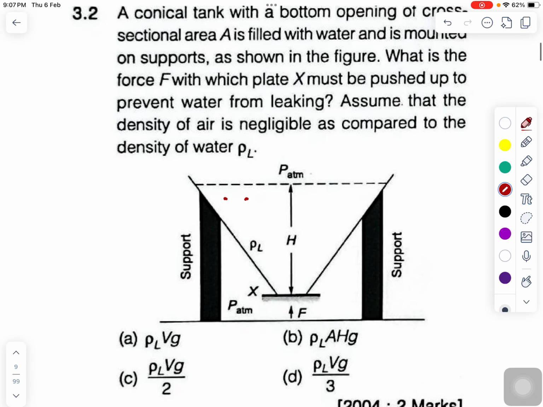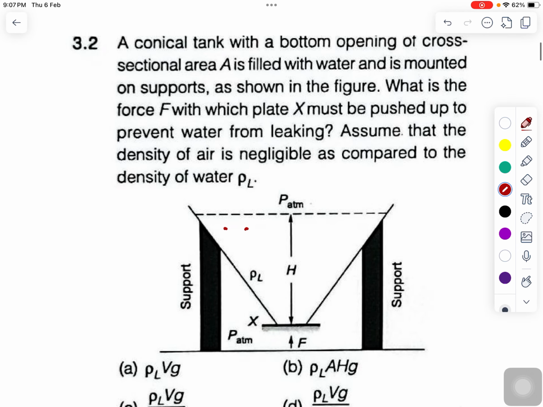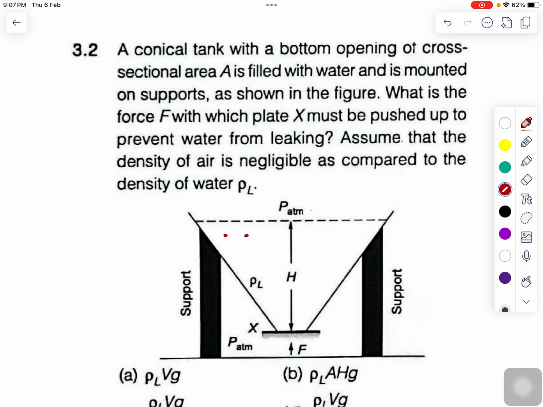Now moving towards the next question. This question says that a conical tank with the bottom opening of cross-sectional area A is filled with water and is mounted on supports as shown in the figure. What is the force F with which plate X must be pushed? So this plate is X and you are pushing this plate with the force F here. How much force is required in order to prevent the water leakage from there?